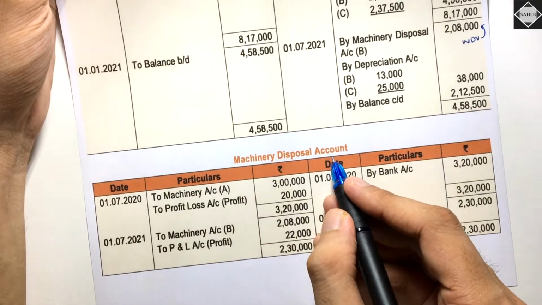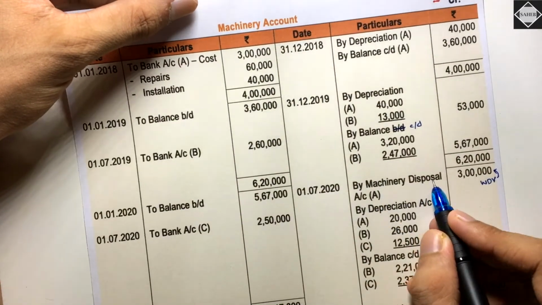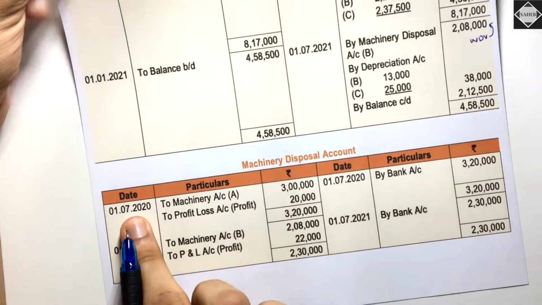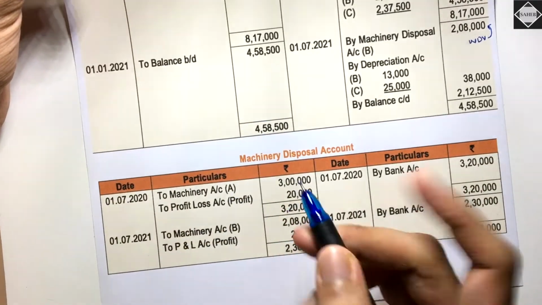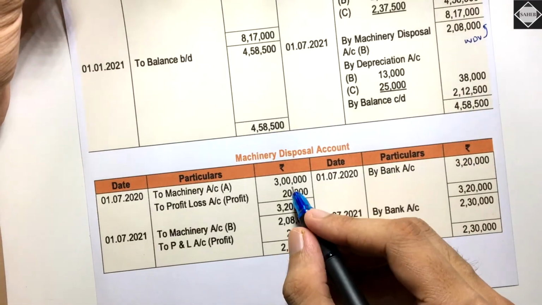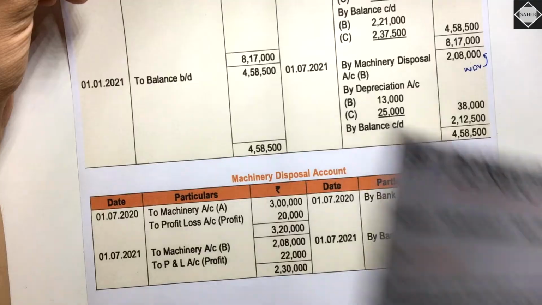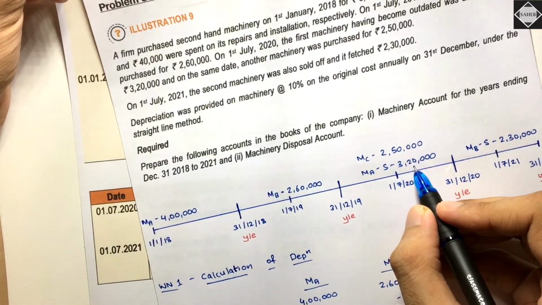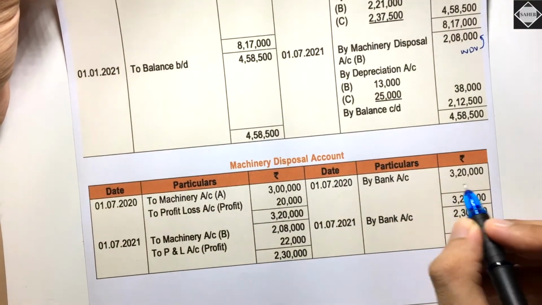Okay, let's see. Machinery disposal account. First, see, in the machinery account, in the asset account, machinery disposal is coming over here, 3 lakh. What's the date? 1st July 2020. So see, 1st July 2020 to machinery. Okay, cross posting to machinery. Machine A in the bracket, if you want you can write. So that's 3 lakh, the value from there. And then on 1st July 2020, as said in the question, we have sold it, machine A, for 3,20,000. 1st July 2020, by bank 3,20,000.